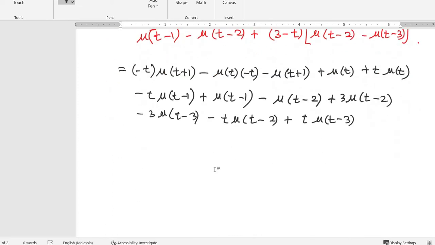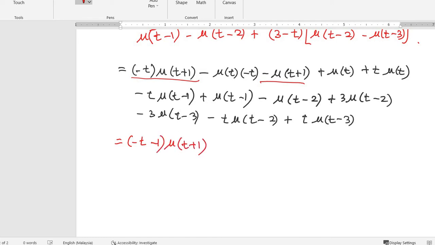Okay, so I already expanded it. So now you can group. How to group? For example, if you look here, you have u(t+1). Here also u(t+1). So you can group these two, and you get (-t-1)u(t+1).